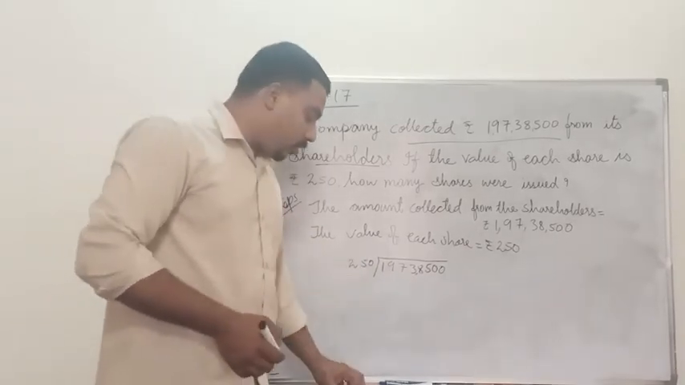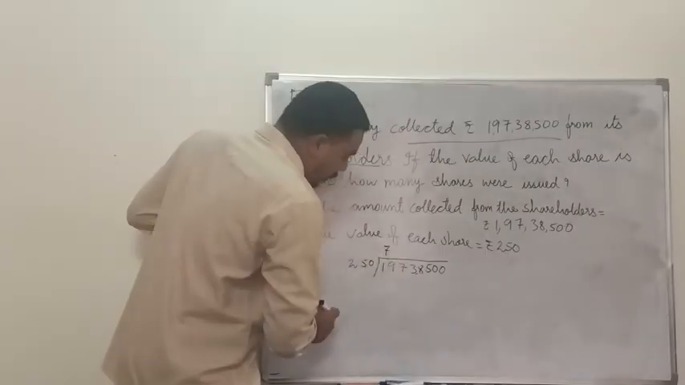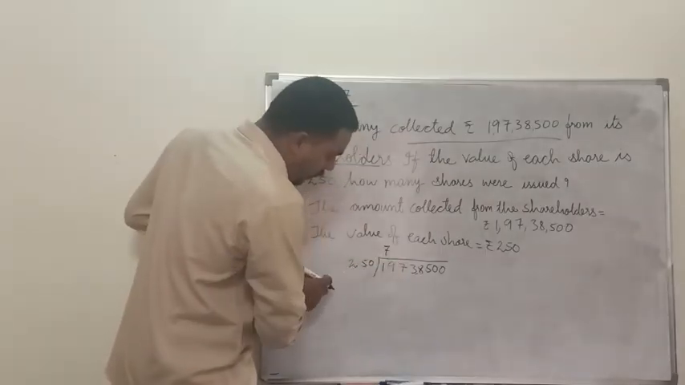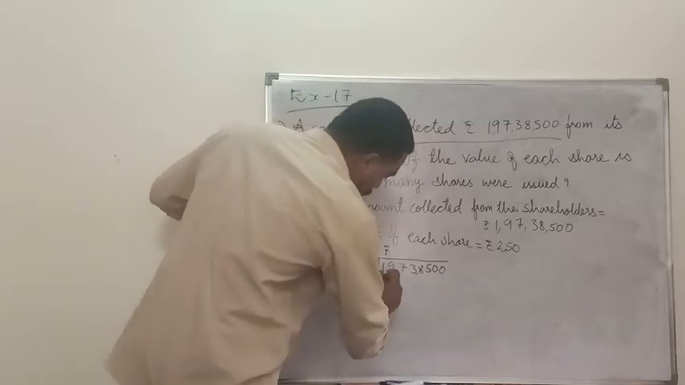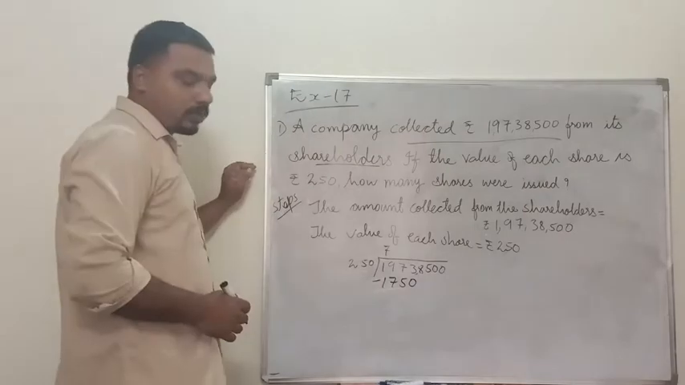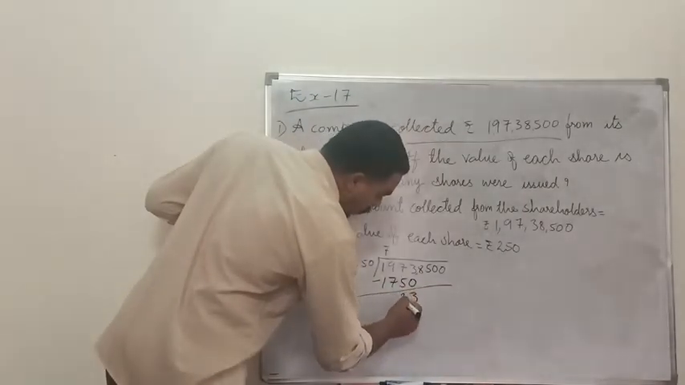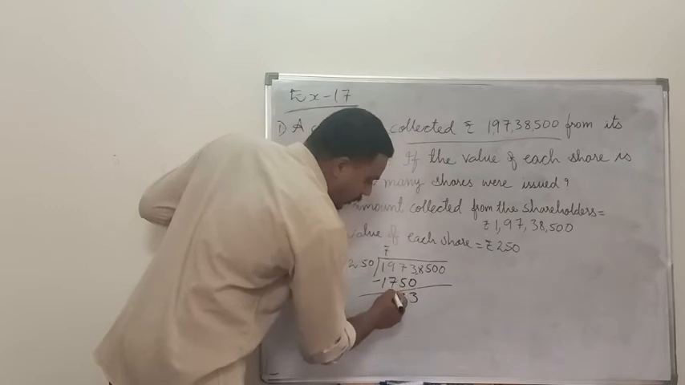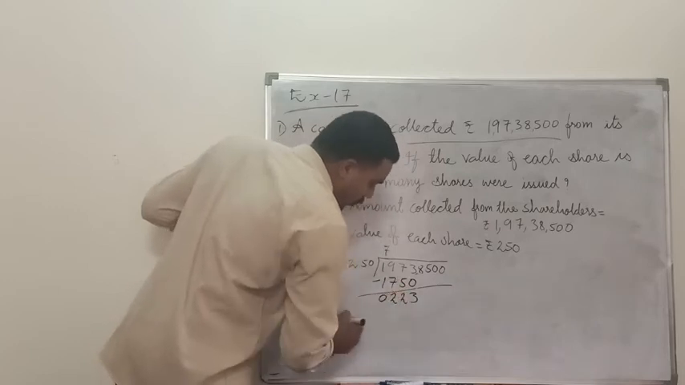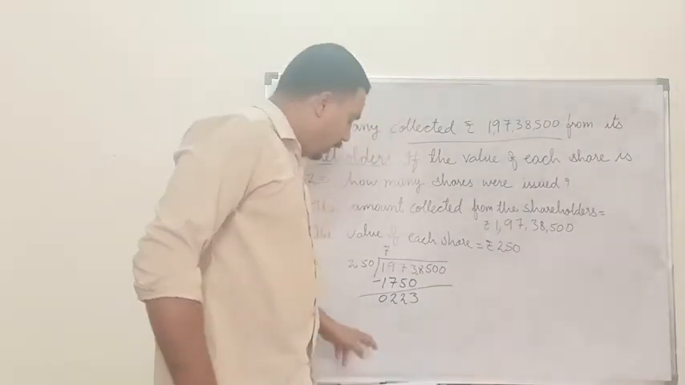So just see how much will be there. We have to take approximately 7. 7 into 250 is equal to how much? See, 1750. Now we have to subtract this. We will get 3, here we will get 2, and 9 minus 7 is equal to 2, here we will get 0. So 223 we will get as the remainder here.